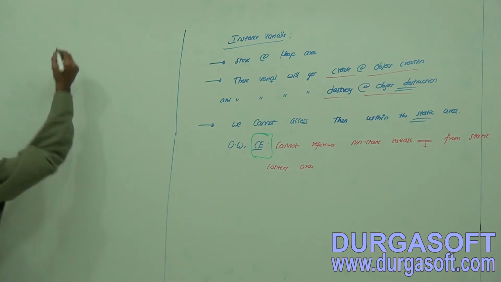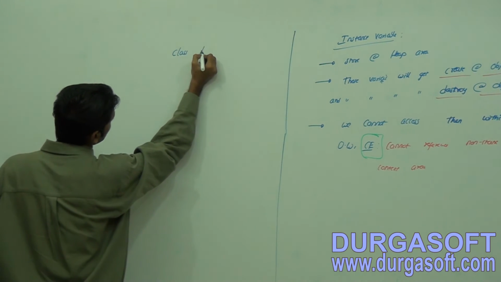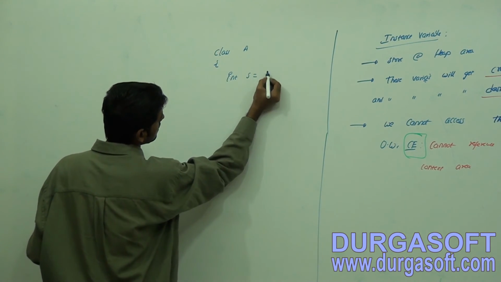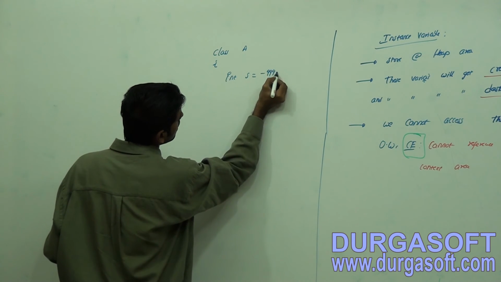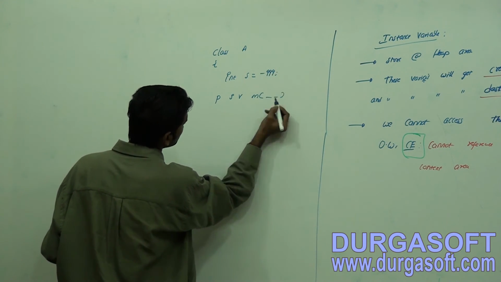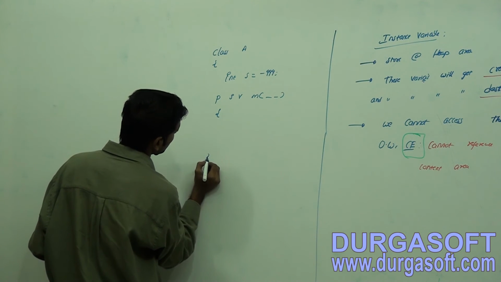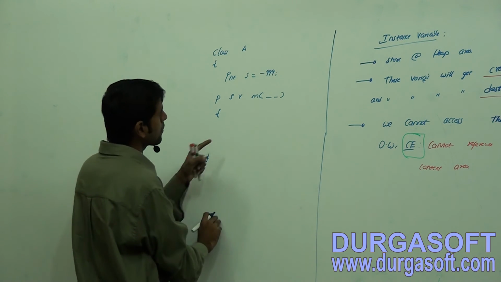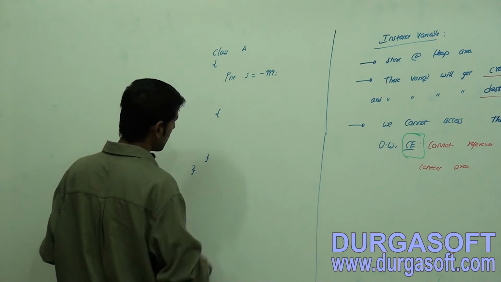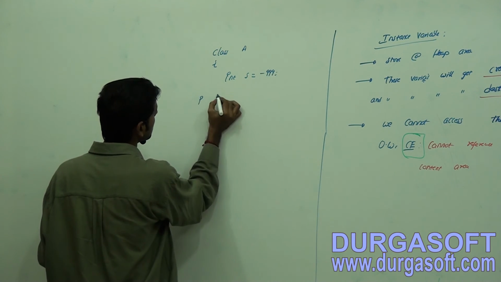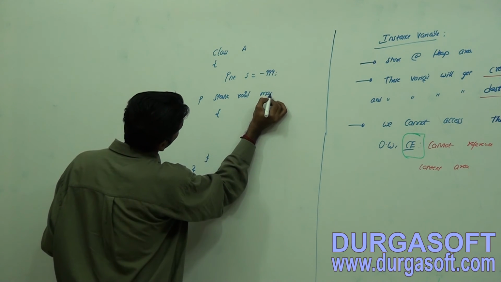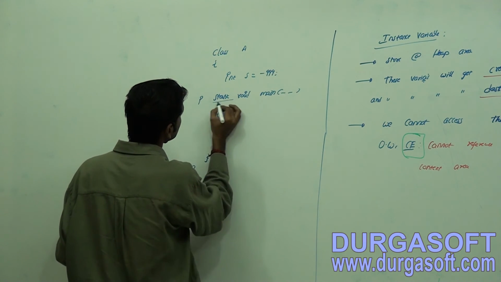Observe here. What is that? Class A. Int s is equal to minus 999. Public static void main, String array. Now, what have I said? What is this? Public static void main method. What is that? Public static void main, String array. What is this, friends?